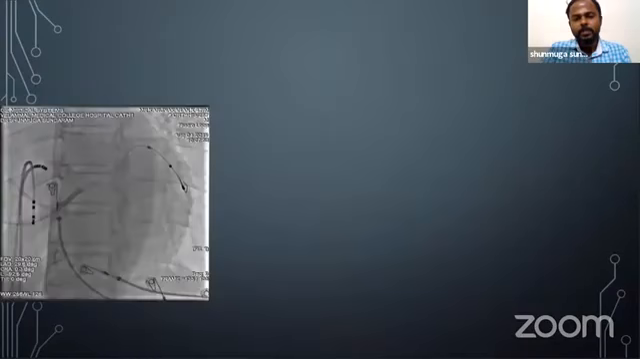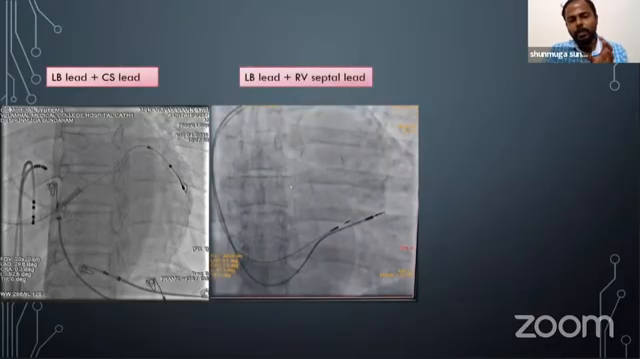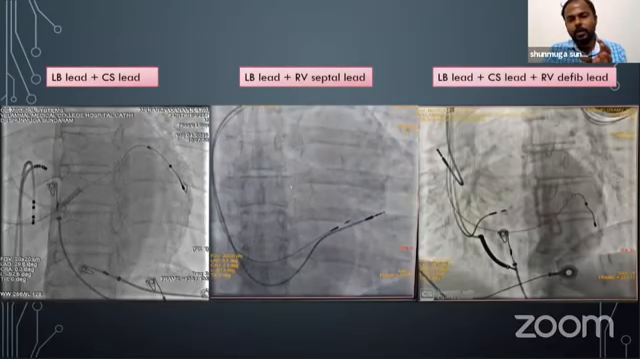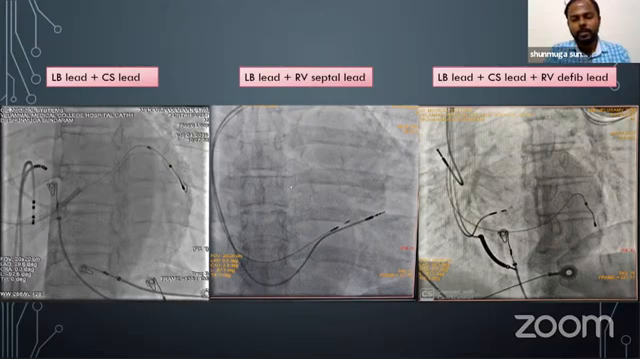So this was a case where the left bundle lead and the CS lead were inserted. This is left bundle optimized CRT, where you use a left bundle lead along with the CS lead or along with an RV septal lead. Even an RV septal lead can be used, or a CS lead, RV lead, and a left bundle lead. All these three leads can be clubbed together to have a left bundle optimized CRT. That means you are using left bundle pacing as well as one more lead, either in the coronary sinus or in the RV septum, to have an optimized cardiac resynchronization therapy. This is going to be the future.